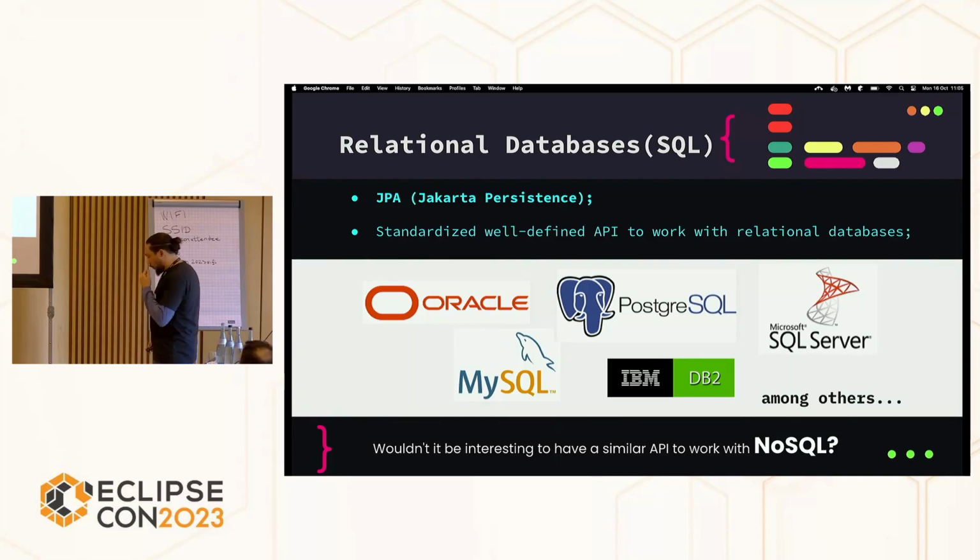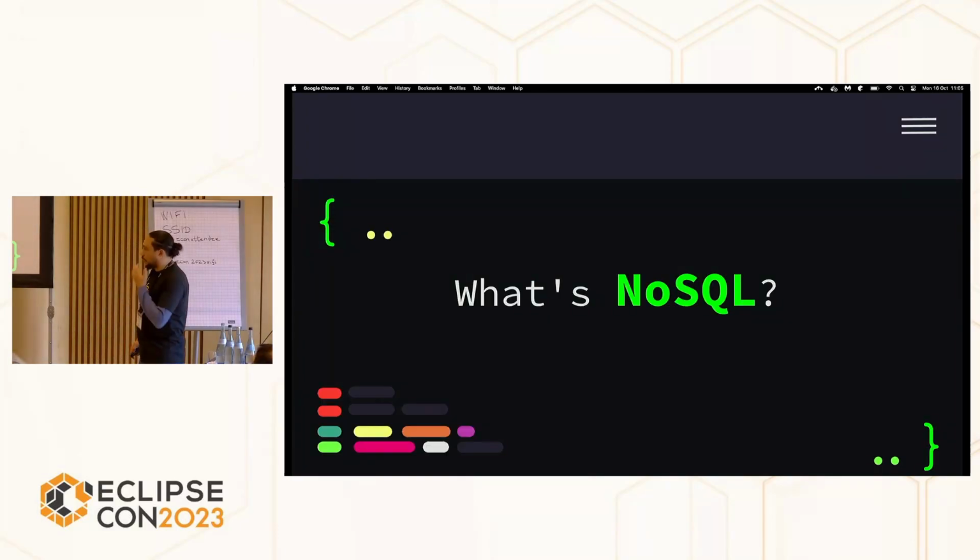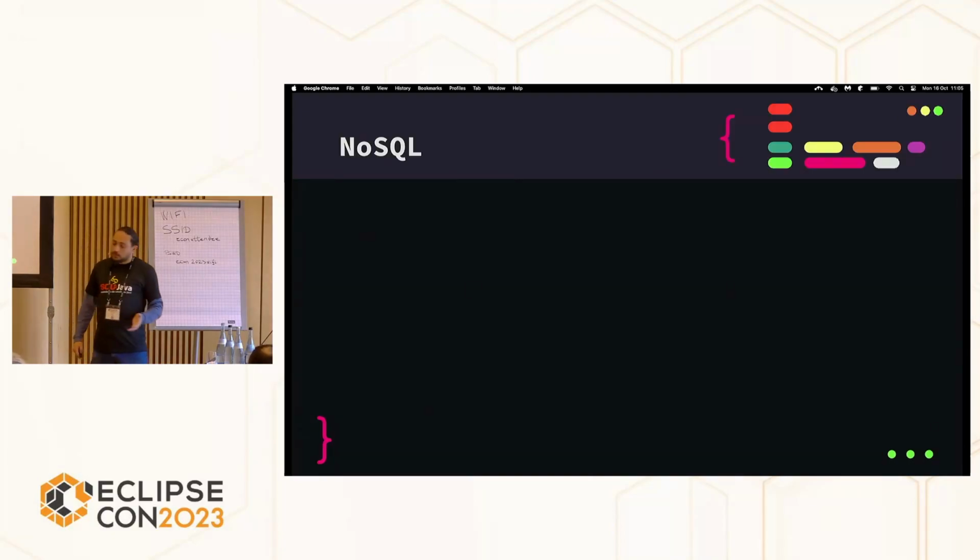But one thing that I'd like to ask you is, would it be interesting to have a similar API to work with NoSQL? It's a very interesting question, am I right? Why am I saying that? Because NoSQL is a different way to store data. Most of those databases follow a specific data structure, and most of them are focused on solving specific problems.